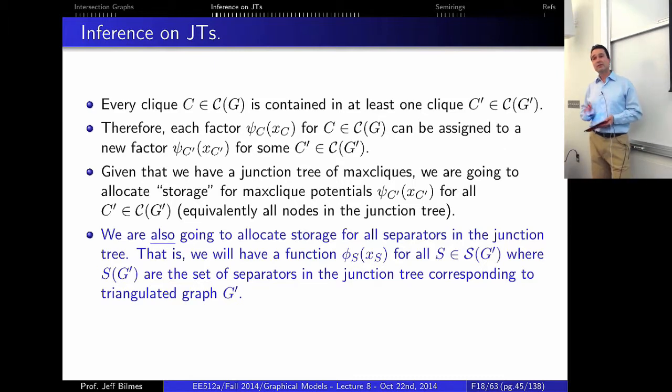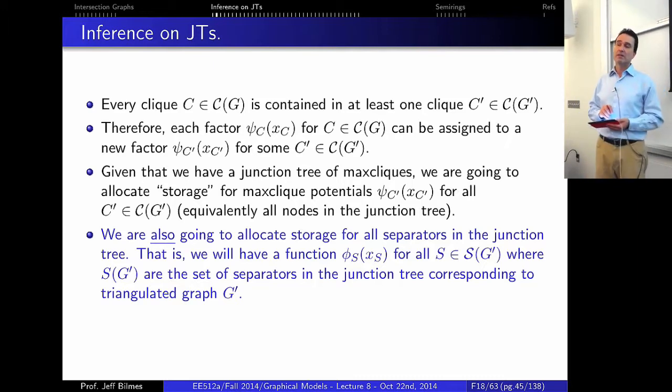Now, the other thing we're going to do for this particular style of message passing that we're defining in the junction tree is define storage for all of the separators in the junction tree. Remember, the separators correspond to the edges in the junction tree, and the edges are labeled by the intersection of the two incident clusters. So those are going to be the things that we do.